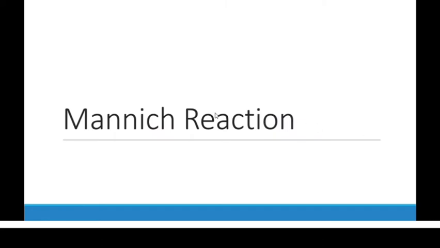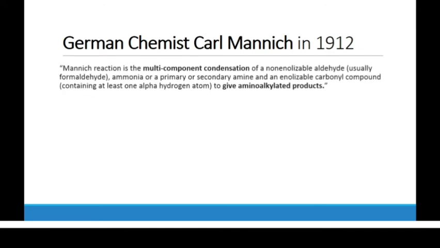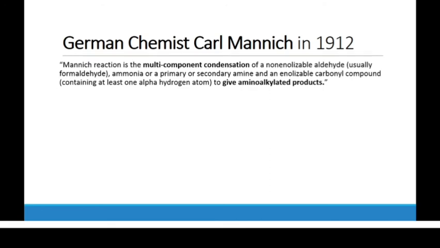Hello dear students, today we will study Mannich reaction. It is a German chemist in 1912 who discovered this reaction. So Mannich reaction is the multi-component condensation of a non-enolizable aldehyde, usually formaldehyde, ammonia or primary and secondary amine, and an enolizable carbonyl compound containing at least one hydrogen atom to give amino-alkylated products.